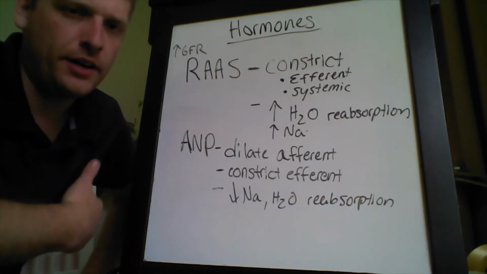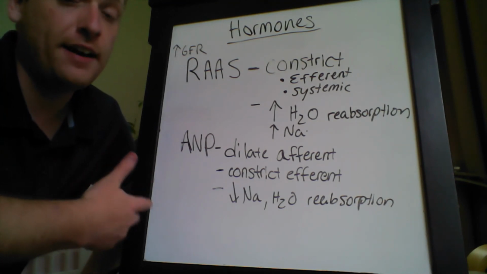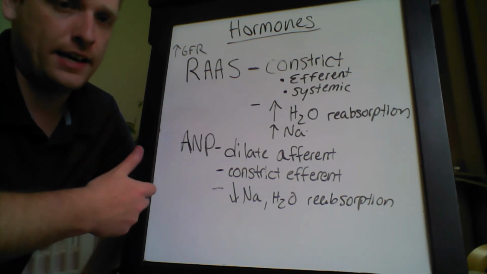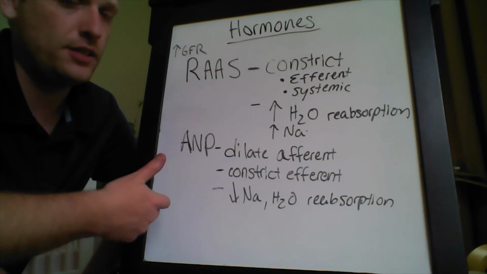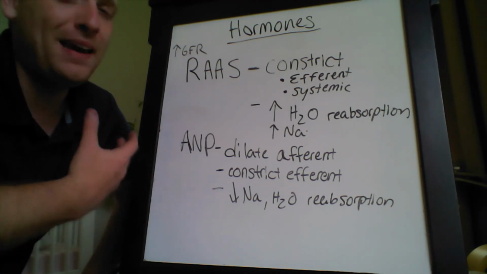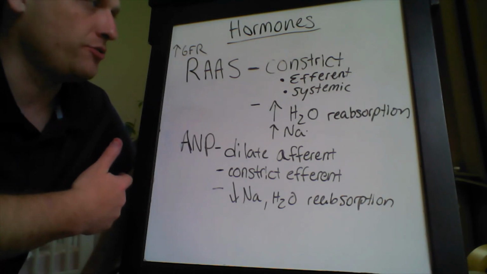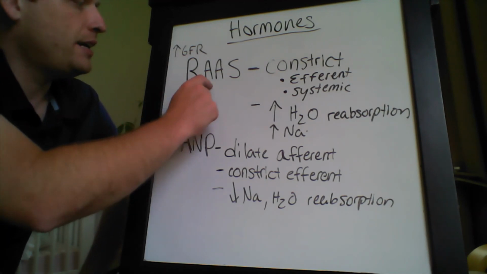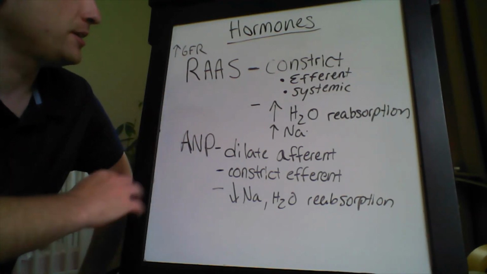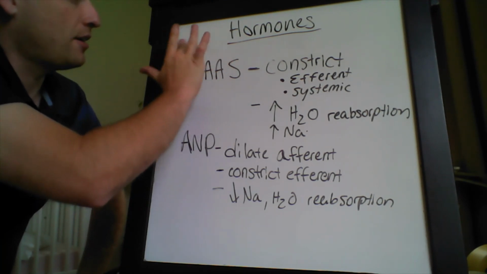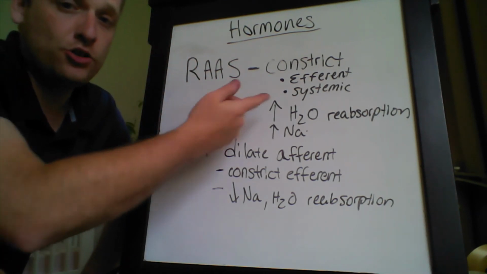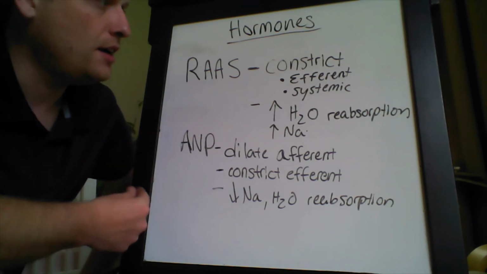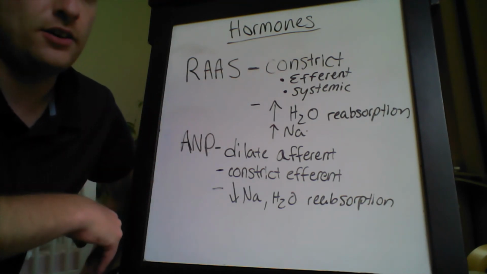So there are two primary hormones that are going to affect the glomerular filtration rate. And one we've already mentioned is the RAAS, the renin-angiotensin-aldosterone system. And this will allow maintenance of a constant glomerular filtration rate when there's a dip in blood pressure, for example. So what the renin-angiotensin-aldosterone system is going to do to increase the GFR in that case is constrict the systemic blood vessels, which will increase blood pressure, and also constrict the efferent arteriole.